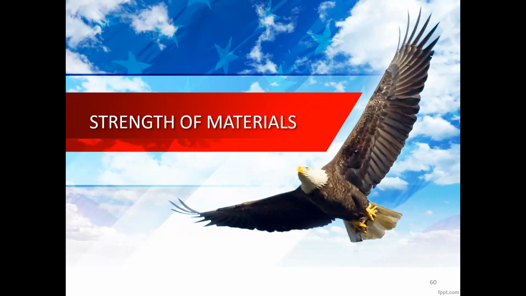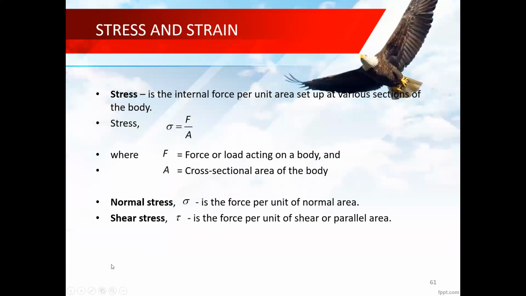Okay, so strength of materials or mechanics of deformable bodies. Start with stress and strain. Stress is the internal force per unit area set up at various sections of the body. So stress sigma is equal to F over A, where F is the force or load acting on the body, and A is the cross-sectional area of the body. Normal stress sigma is the force per unit of normal area. Shear stress tau is the force per unit of shear or parallel area.